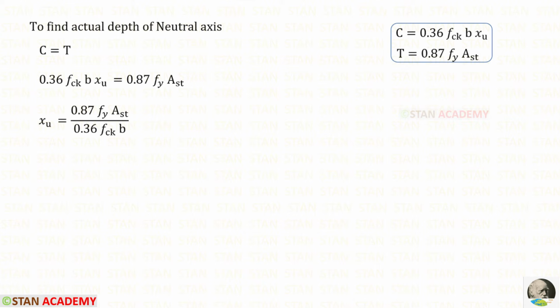To find the actual depth of neutral axis, we have to equate the compressive force and the tensile force. In this way, for XU, we will get 0.87 FY AST upon 0.36 FCK B.